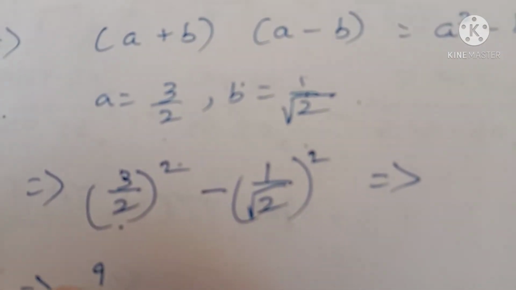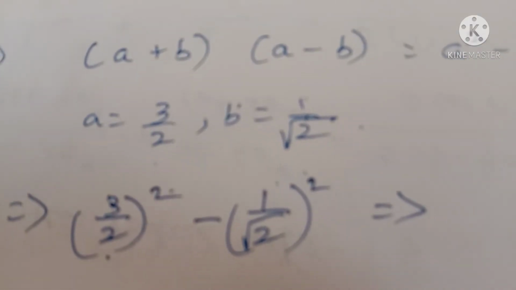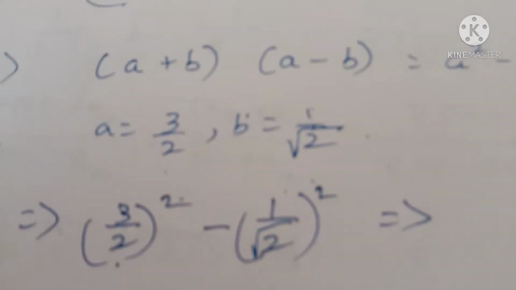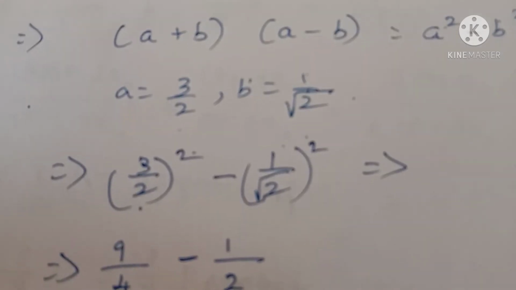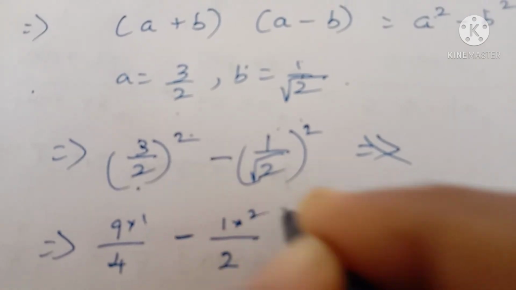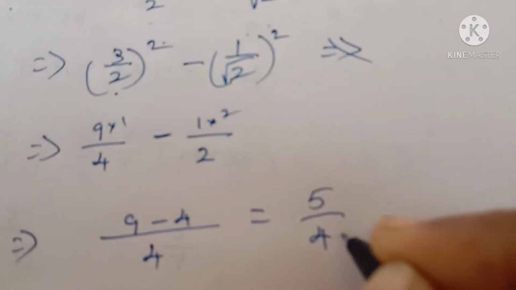3 into 3 is 9 by 2 2s are 4, minus 1 into 1 is 1 by root 2 into root 2 is 2. If you take the common denominator 4, in 4, 1 time, in 2, 2 times, so 9 minus 4, which is equal to 5 by 4.